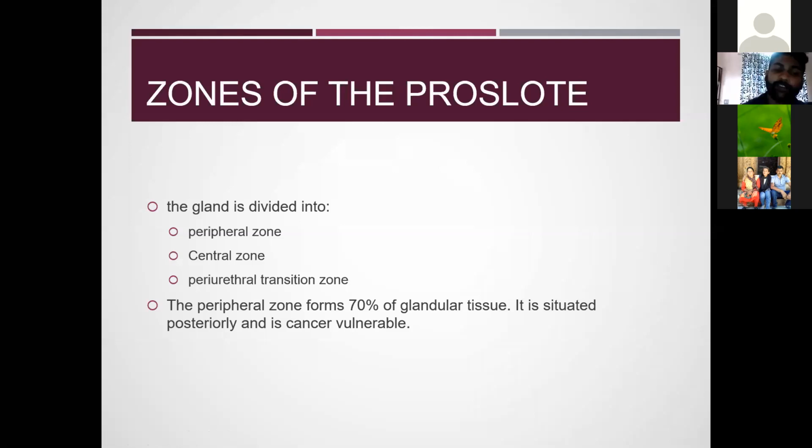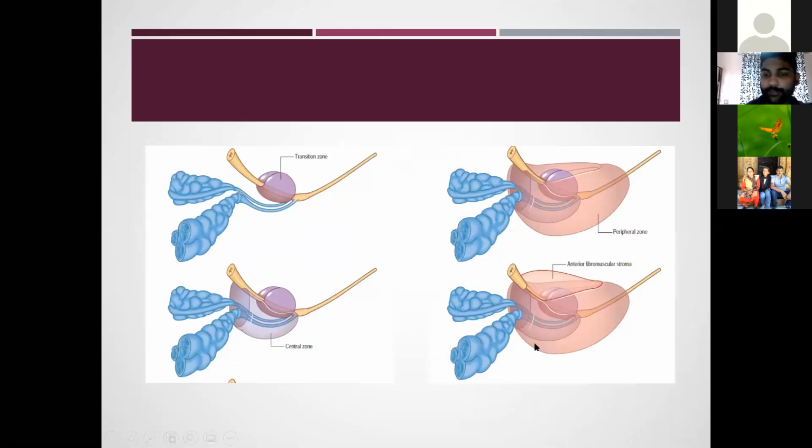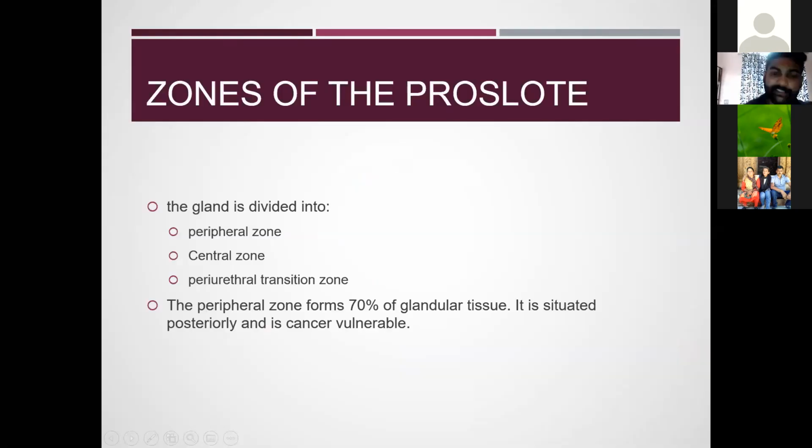The peripheral zone forms 70% of the glandular tissue. So this is the peripheral zone. It is situated posteriorly and it is cancer vulnerable. The peripheral zone is more vulnerable to prostatic cancer, and it forms 70% of the glandular tissue.